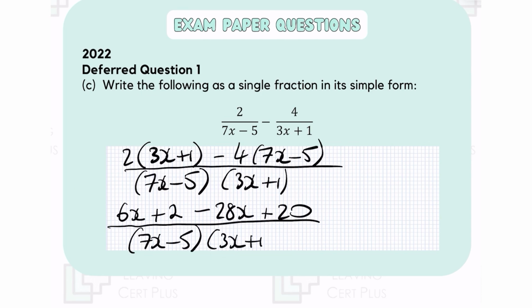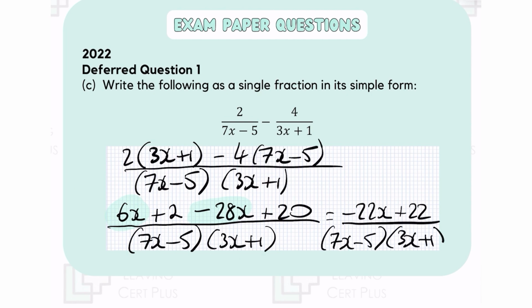So final answer then, like with like, 6 take away 28, so 6x take away 28x is going to be minus 22x. 2 and 20 is plus 22. And then on the bottom, we have 7x minus 5 and 3x plus 1. I will say that adding and subtracting fractions in this particular format doesn't come up very often. What's more commonly asked is to solve a fraction equation, and you will see this later on in lesson 1.6.